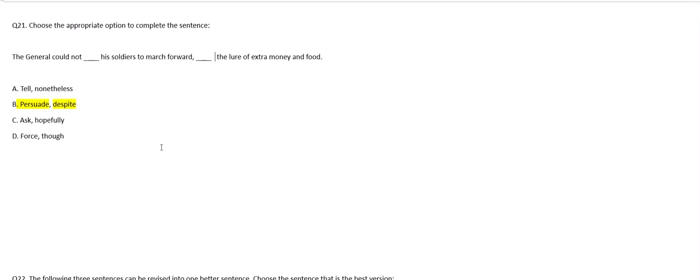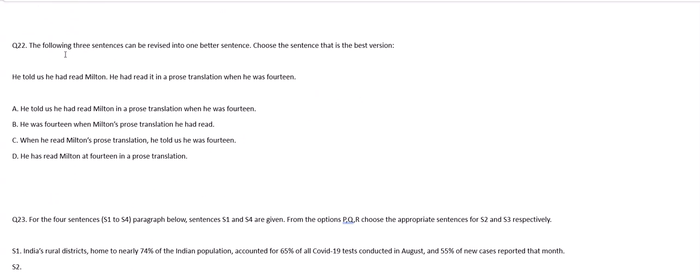We'll move on to the next question. The following three sentences can be revised into one better sentence. Choose the sentence that is the best version. Here, three sentences are given and they have been combined into one sentence in the given options. We have to choose which is the best version.